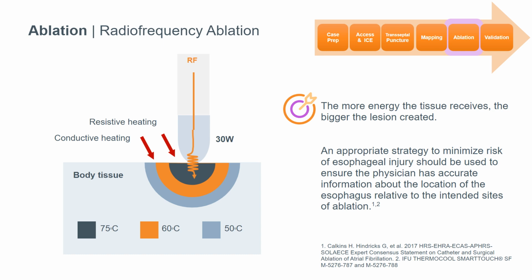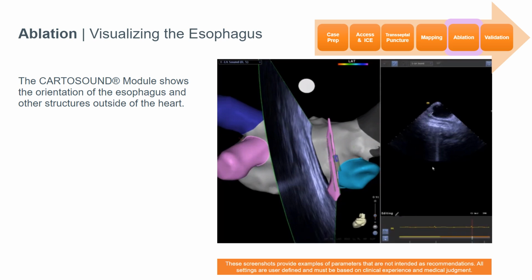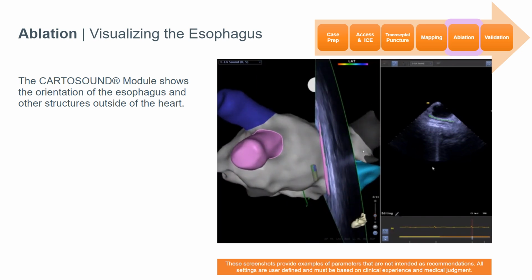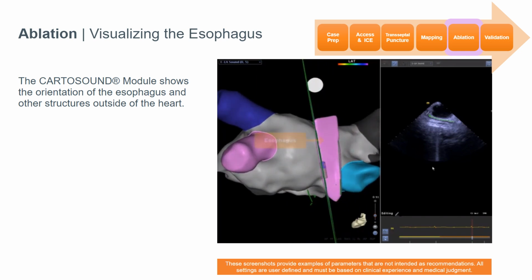One strategy to identify the location of the esophagus is to use the CARTOSOUND module. As mentioned, one strategy to identify the location of the esophagus is to use the CARTOSOUND module relative to where radiofrequency energy is being applied in the left atrium. Watch this video for an example of the CARTOSOUND module. As you can see, the orientation of the esophagus appears to be closer to the right pulmonary veins.